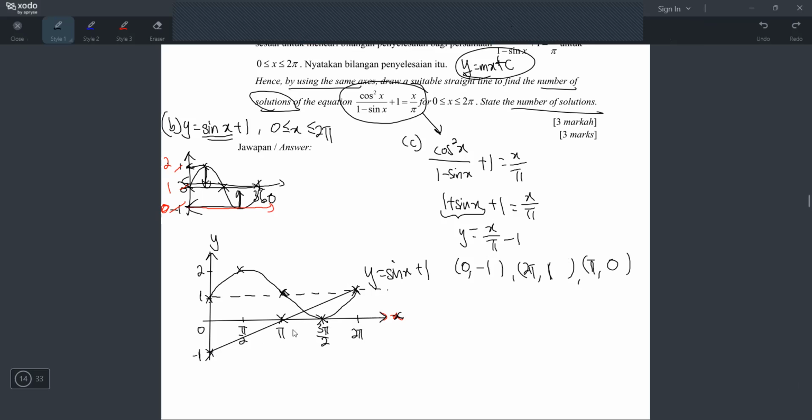So after joining this, you should write the equation of the straight line as well: y equals x over pi minus 1. And then finally, we can write our number of solutions. So what is the NOS, the number of solutions? You can see the straight line touches the curve at 1 point, 2 points, right? So the number of solutions is 2. Okay, so that's it.